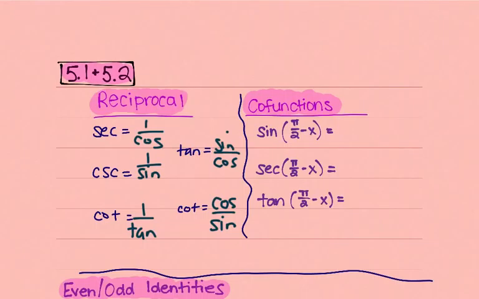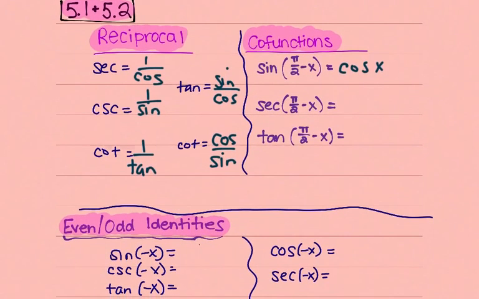All right, so then the cofunctions. The cofunction for sine is what? Cosine. So the cosine of x is the same thing as sine of pi over 2 minus x. Meaning that if I drew a triangle, and I had x here, and then I had pi over 2 minus x here, the sine of one is going to equal the cosine of the other. And these are interchangeable.